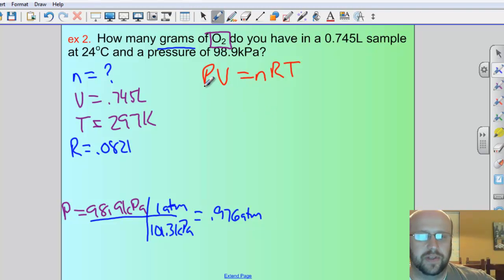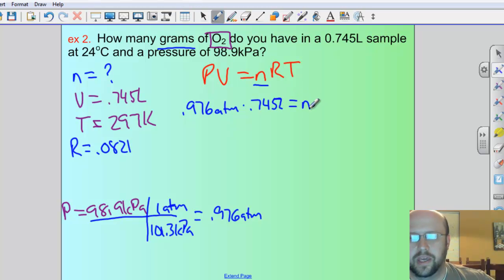So in this case, I have pressure, I have volume, I have everything but n. n is what I'm solving for this time. So I'm just going to plug in all my numbers. 0.976 atm, that's my pressure, times 0.745 liters is volume, equals n, which is what I want, times 0.0821 times my temperature of 297 Kelvin.